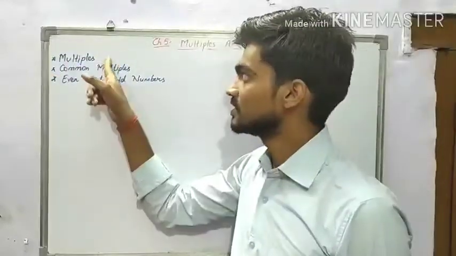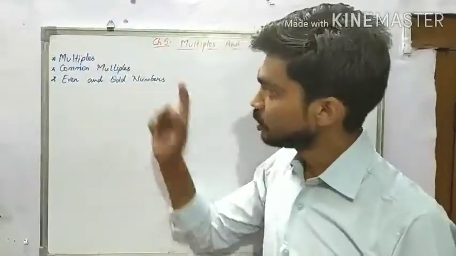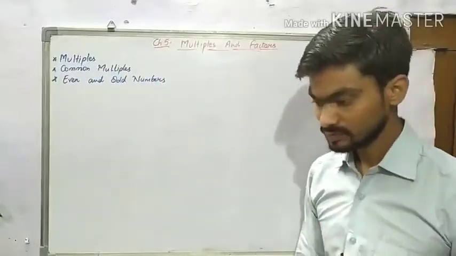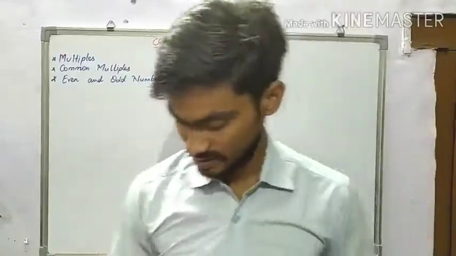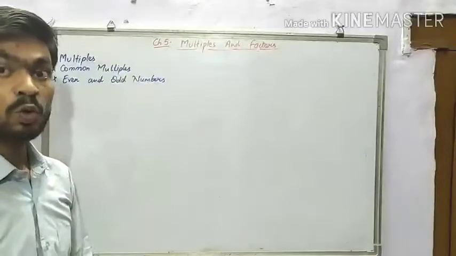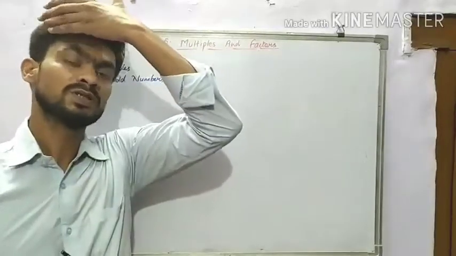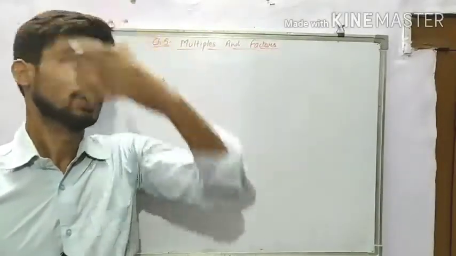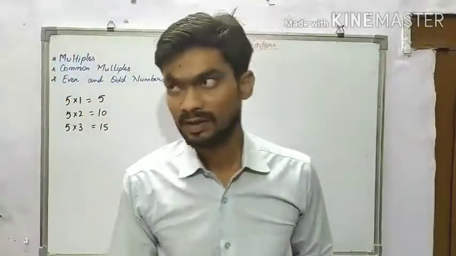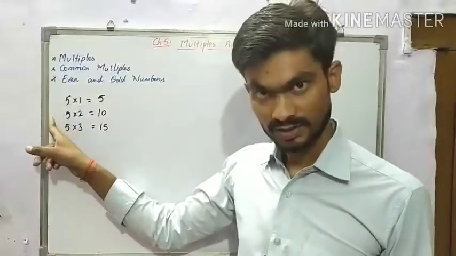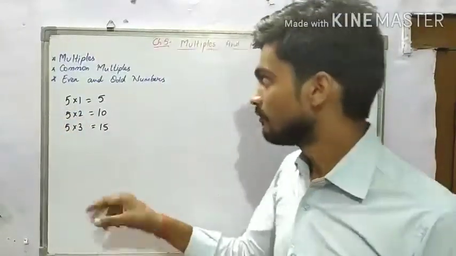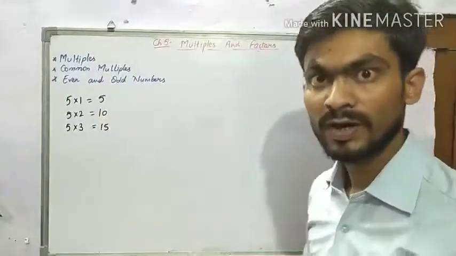Let us see. We will study multiples, we will study common multiples, and we will study even and odd numbers. So, let us start our study with multiples. What are multiples? We have to see what are multiples. So, consider an example. Suppose 5 we have chosen and 5 is being considered for finding multiples.